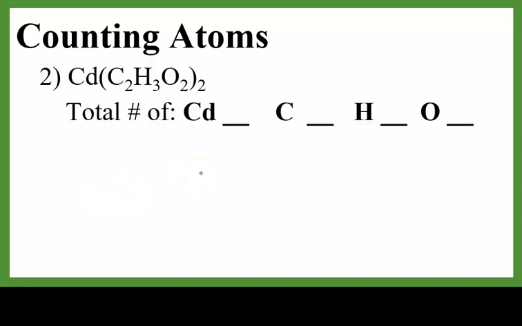All right, we're going to keep counting. Okay, I'm going to distribute inside of the parentheses. So the 2 will go to the oxygen, the 2 will go to the hydrogen, and the 2 will go to the carbon, but not the cadmium. So we still only have 1 cadmium. Now I'm going to look. 2 times 2 is 4. So I have 4 carbons. 2 times 3 is 6 hydrogens. 2 times 2 is 4 oxygens.